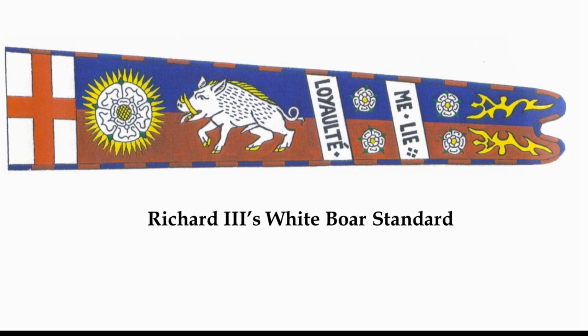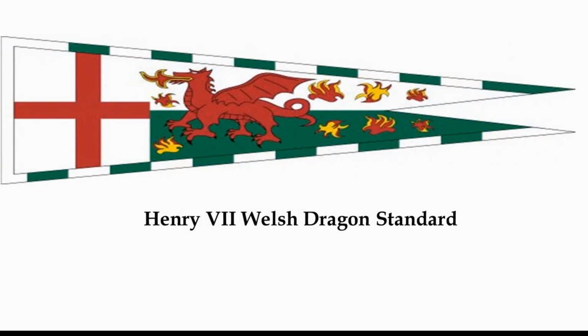And then obviously you've got the bristling boar, the white boar, which is Richard III's standard, and also the rose en soleil. So you've got the Yorkist rose again with this burning sword, and then the English St. George's cross in the corner. And also you've got Henry VII's Welsh Dragon standard. So again, you've got the red Welsh Dragon of Cadwaladr there, breathing fire this time, which adds to the effect, and also the English flag. So these two flags were present at the Battle of Bosworth.